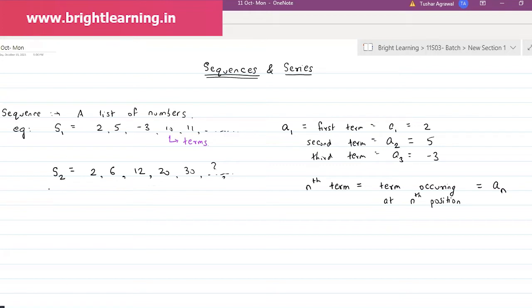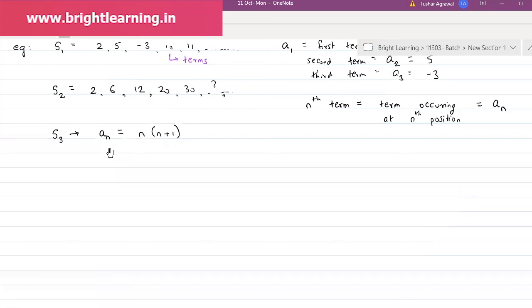But if I tell you another sequence, let's say S3, where in S3, An is given by n multiplied by n plus 1. An, where n is given by n multiplied by n plus 1. Now this S3 is a very nicely defined sequence. How will S3 look? If I give you this question, S3 is a sequence of terms An given by n into n plus 1, form the sequence S3.